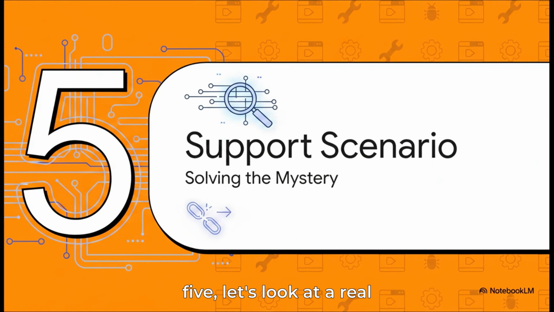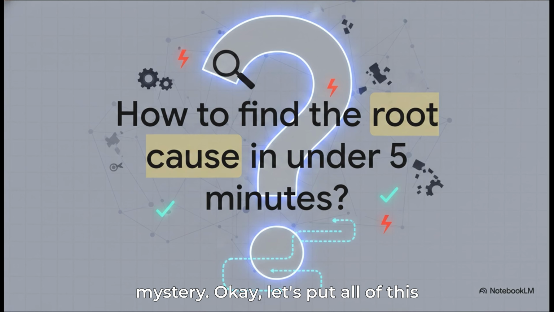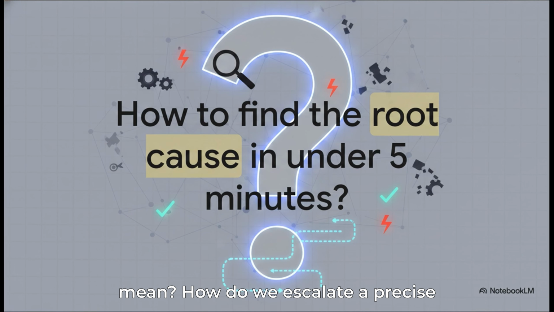Section 5. Let's look at a real support scenario and solve a mystery. Okay, let's put all of this together. A VIP customer just reported getting a white screen on checkout in our JavaScript application. Zero details other than it broke. So, what does this all mean? How do we escalate a precise root cause for this completely blank ticket in under 5 minutes?